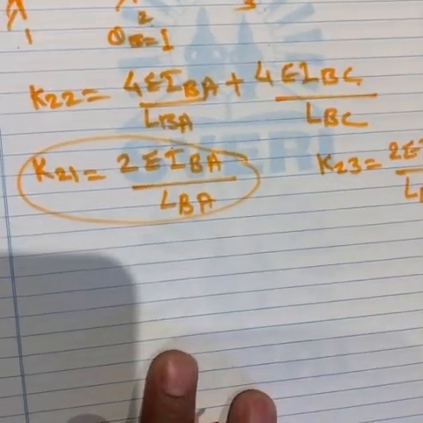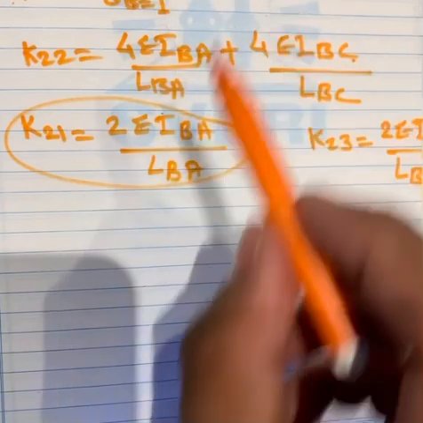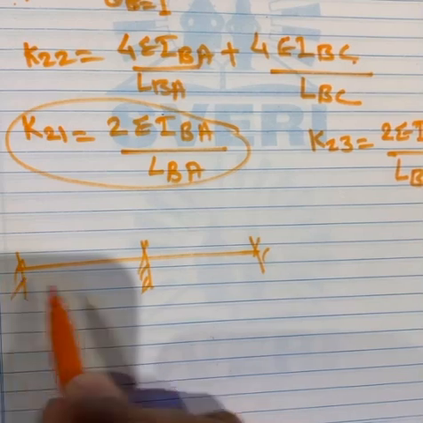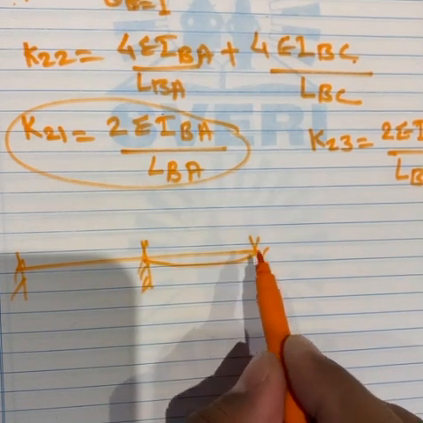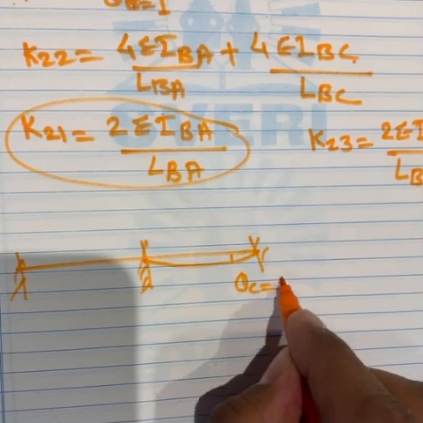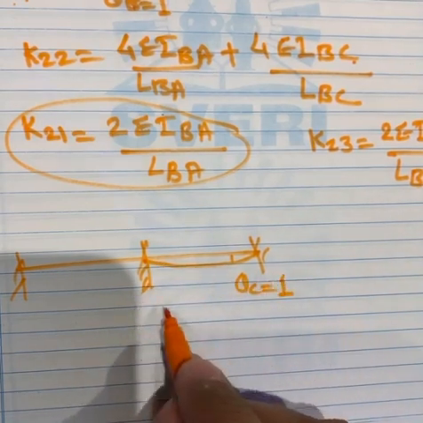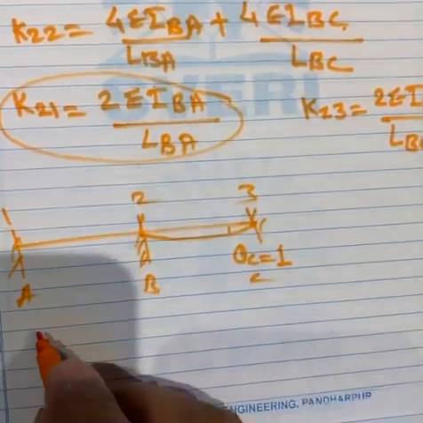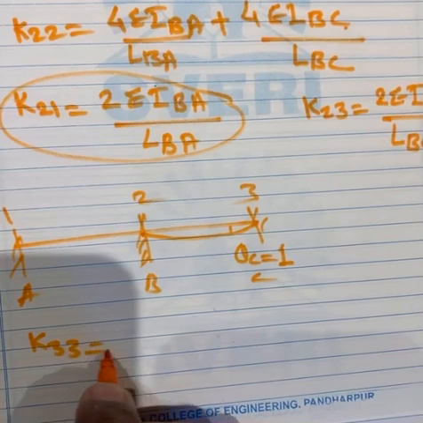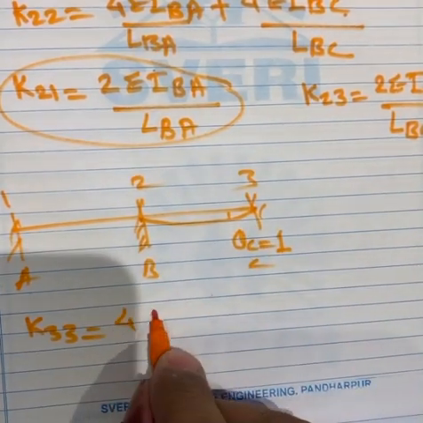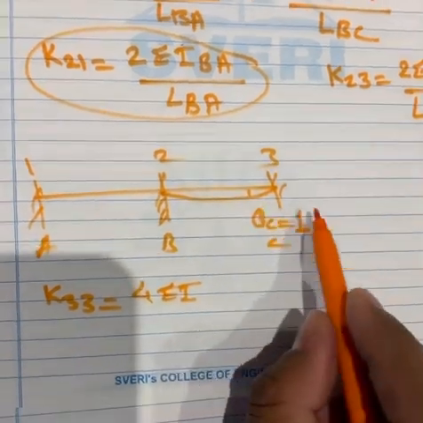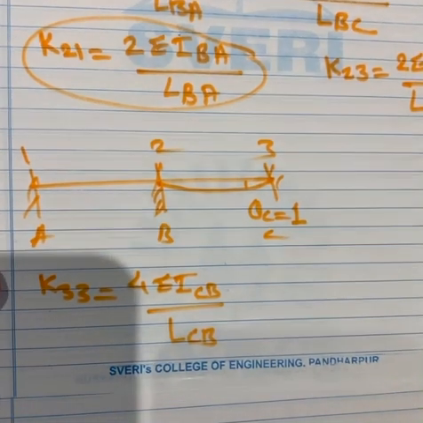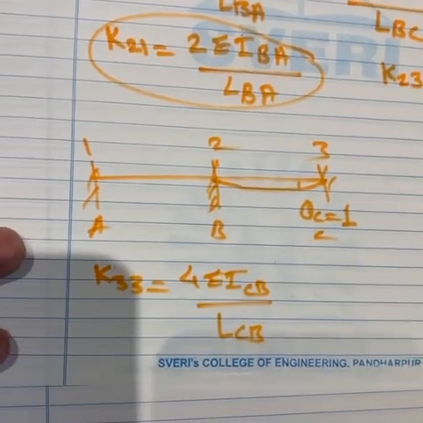Similarly, we will give rotation at C, the last part. We will fix all these and give the rotation at the third span, that is theta C is equal to 1. As theta C is 1, you have 1, 2, 3, A, B and C. Then what will happen, K33, what is K33? It will be nothing but 4EI CB divided by LCB.